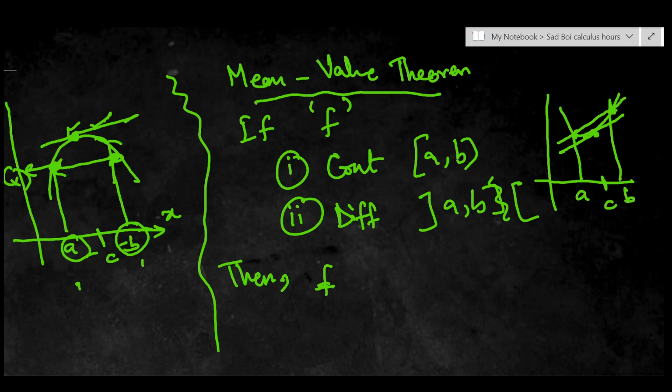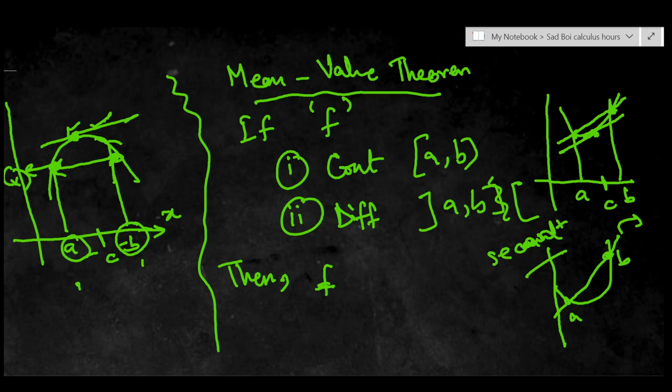Now what is a secant line? Basically, if you have this point as a and this point as b, and you draw a line like this between a and b, the gradient of this line is going to be the gradient of the secant line, meaning that this line is going to be your secant line.